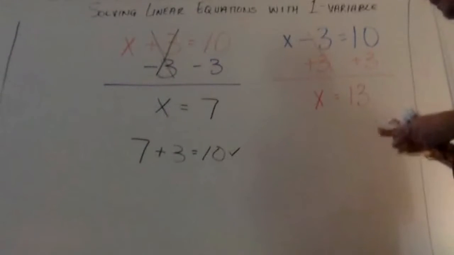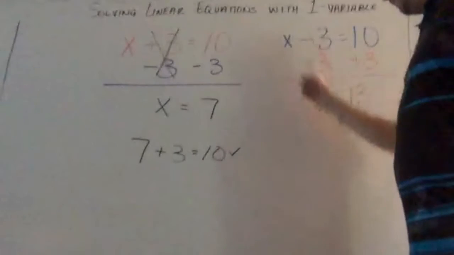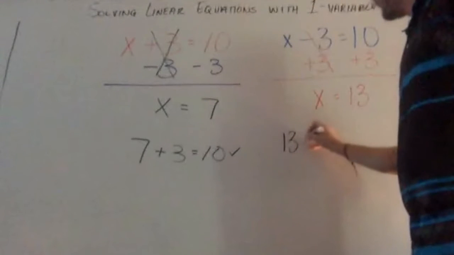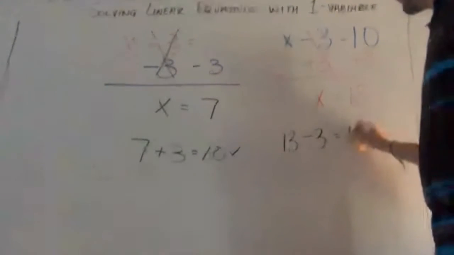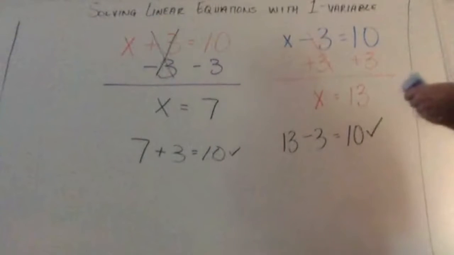We can then check our answer. Well, substitute 13 in for our x. 13 minus 3 does in fact equal 10, so we're correct.